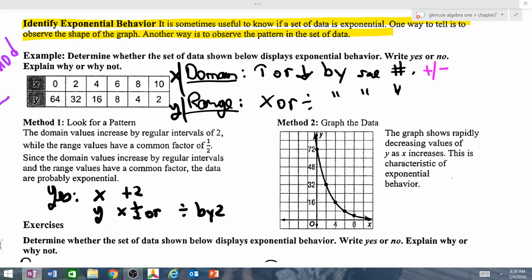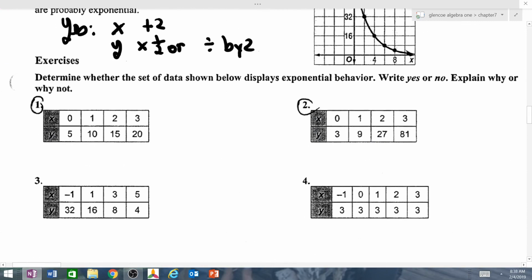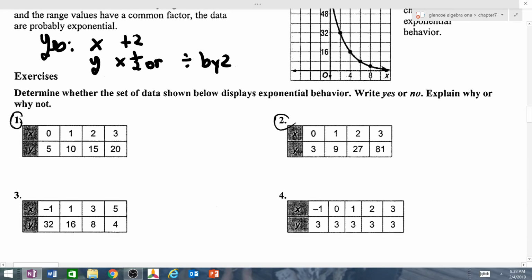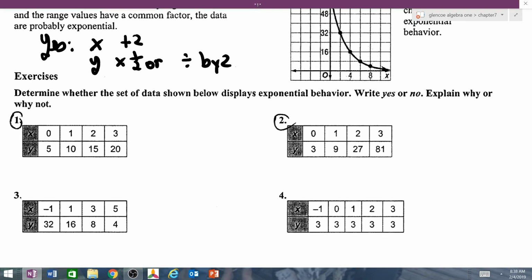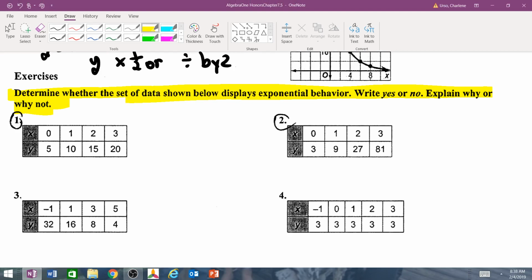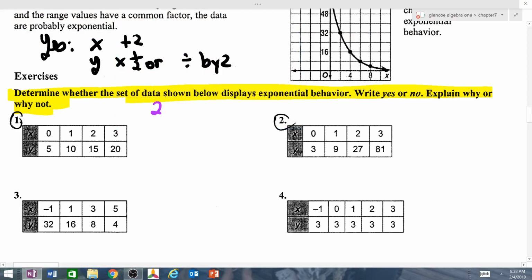So let's go ahead and let you guys try one. Let's do number 1. I'll let you guys do 1 and 2. Determine whether the set of data below shows exponential behavior. Write yes or no and explain. So I'm going to be really very clear on this. In your homework tonight, when you see problems like this, how many answers are they going to have, guys? How many? I can't hear you. 2 answers. Good job. Make sure I get 2 answers, okay? A yes or a no and an explanation.